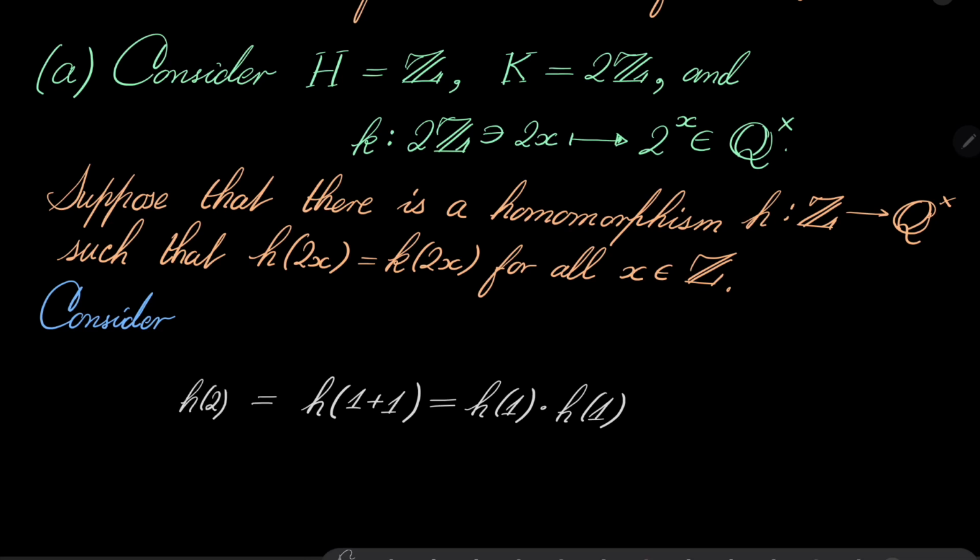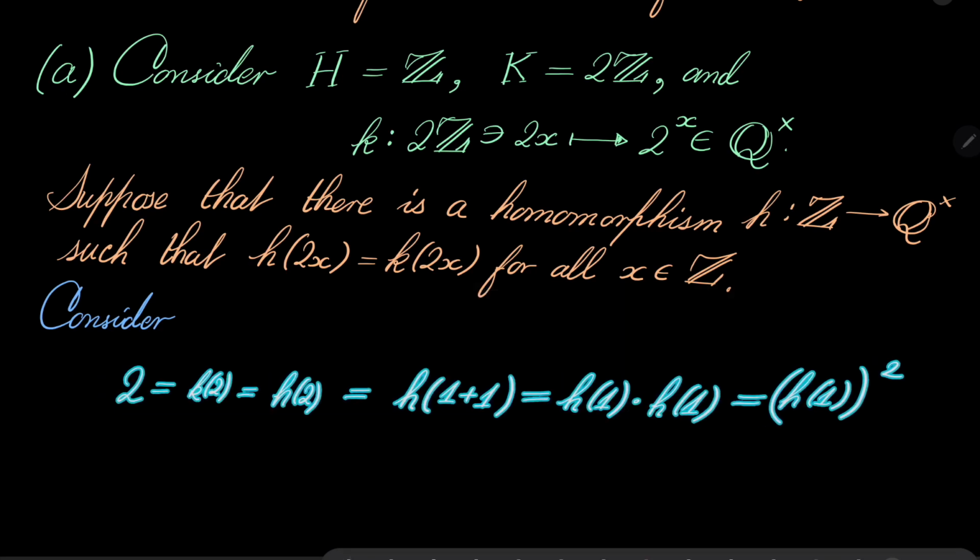And H of 2, let's go back to our definition, H of 2 is the same as K of 2, because it extends our function. And what is K of 2? It's 2 to the power of 1. So it's 2. And H of 1 times H of 1, well, obviously it's H of 1 squared. And now here comes the problem.